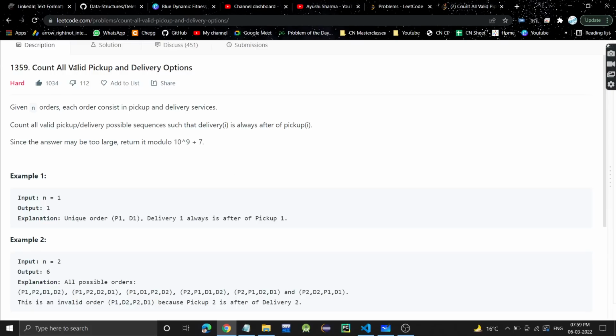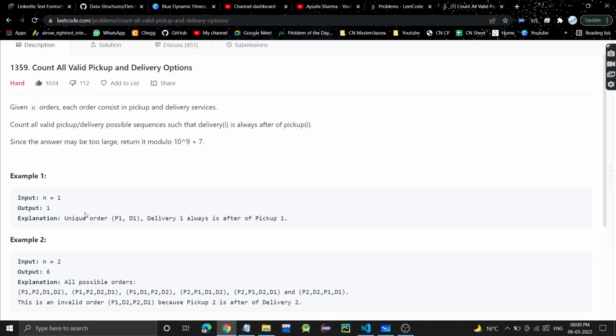Problem is count all valid pickup and delivery options. Let's see what the problem is. We are given n orders. Each order consists of pickup and delivery service. Count all valid pickup delivery possible sequences such that delivery i is always after pickup. That is, first the item will be picked up and then only it will get delivered. So first pickup should be done and then only delivery should be done. Since the answer may be too large, return it modulo 10 raised to the power 9 plus 7.